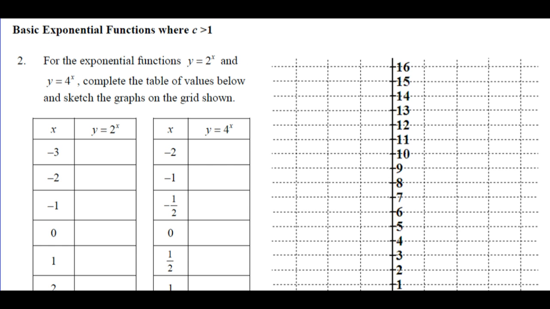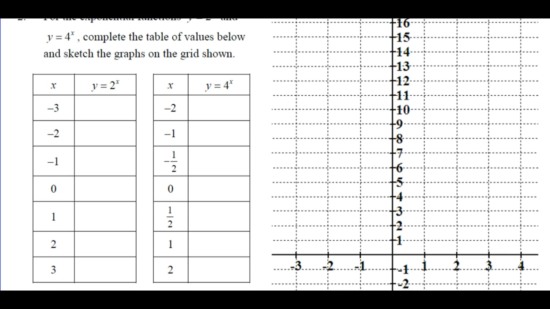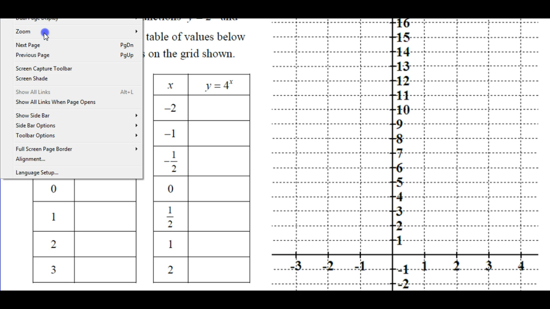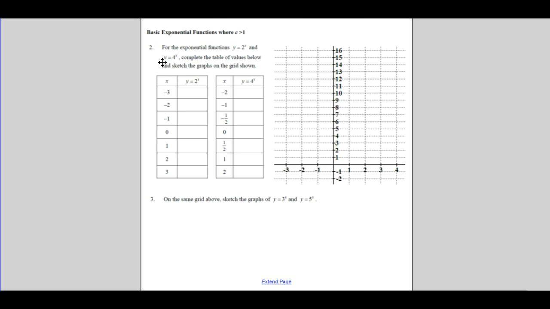So we're just going to graph a couple. We're going to fill in a little table of values. We're going to graph this. For the exponential functions, y equals 2 to the x and 4 to the x, complete the table of values below and sketch the graphs on the grid shown. So I'm going to shrink this a bit so that it'll fit. That's fairly decent.